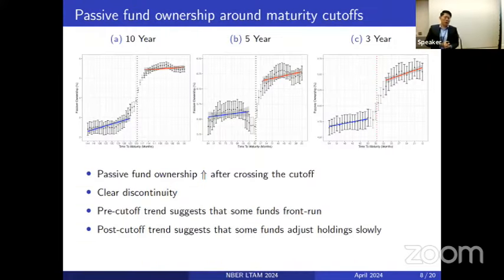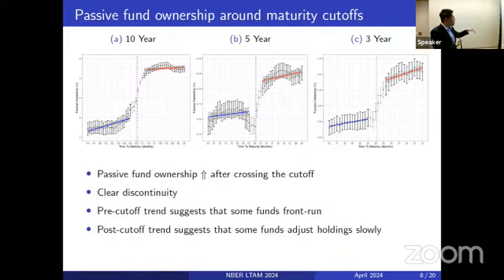So the next thing we want to show is that passive ownership indeed displays discontinuity around the maturity cutoff. So here we plot the passive ownership on the y-axis, and on the x-axis, we plot the time to maturity. From left to right, the time to maturity decreases, and the vertical dashed line represents the maturity cutoff. We can see that passive ownership increased significantly after crossing the cutoff, and the discontinuity is very clear.